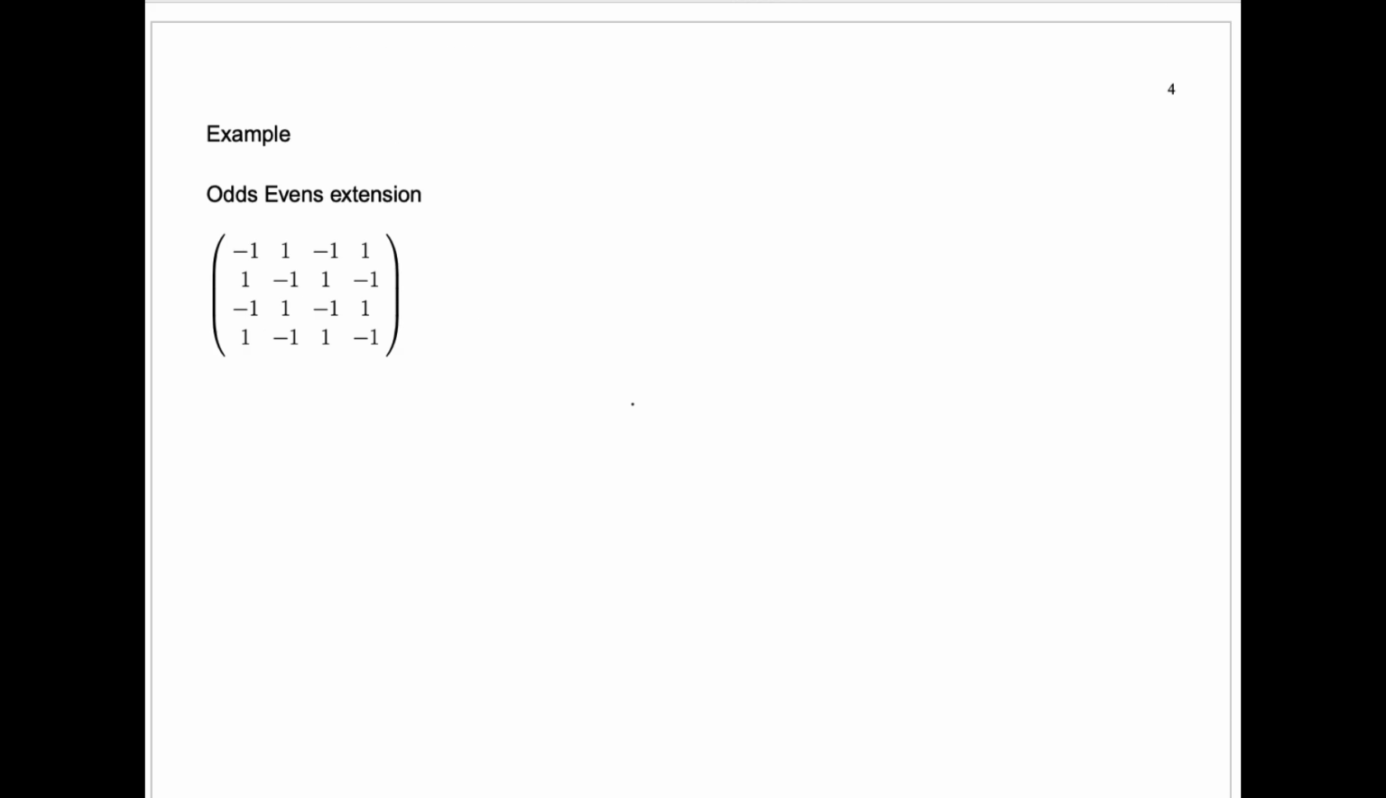Let's talk about another very simple example, an extension of the odds-even games. The regular odds-even game you can think of as you have 2 players. Each player puts out 1 or 2 fingers. Player 1 wins if the sum is odd. Player 2 wins if the sum is even. And we'll talk about winning, meaning getting $1 from the other person. We've talked about the matrix for that game.